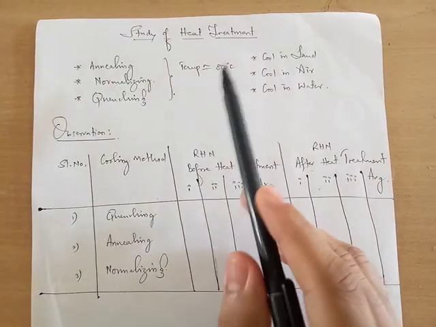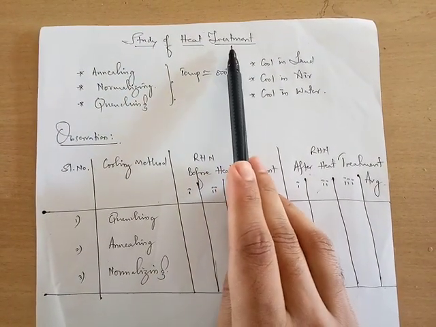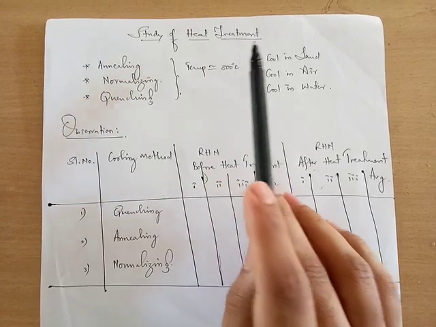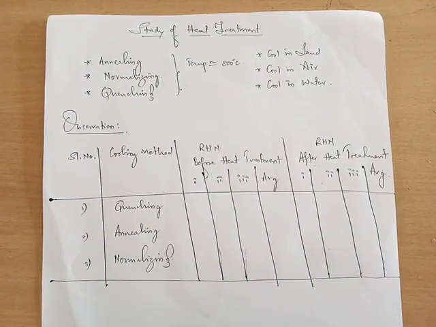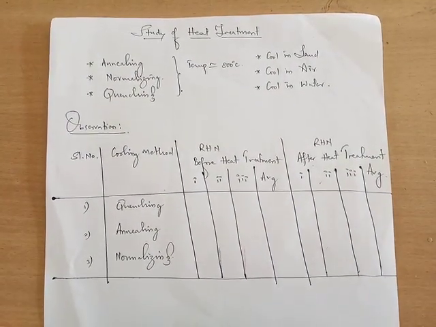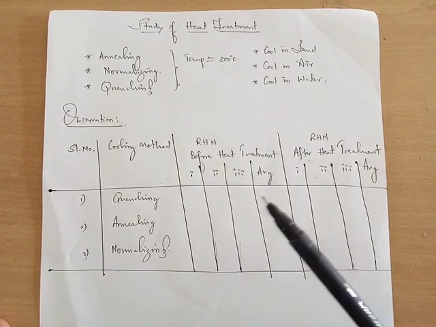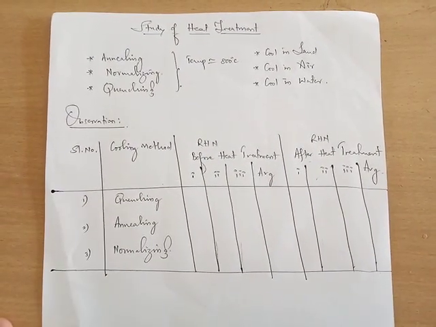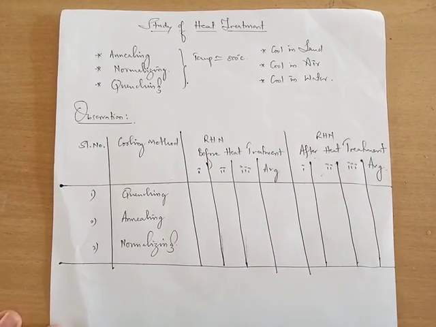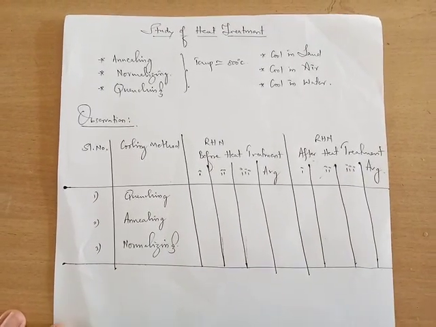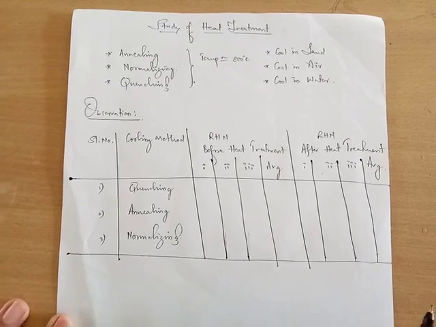We all know that heat treatment is done so that the surface properties are affected. When I say surface properties, it is hardness as well as toughness. At times hardness is affected, and when hardness is affected, obviously toughness is affected, because both are inversely proportional. If the material is harder, it will have lesser toughness.